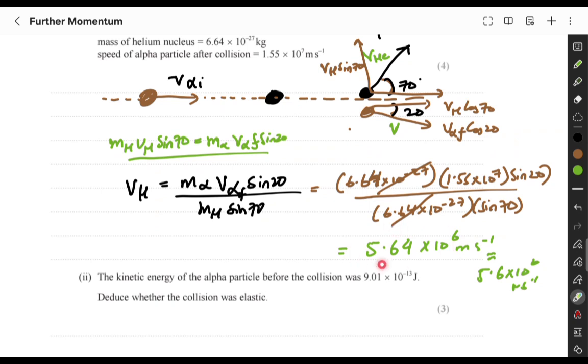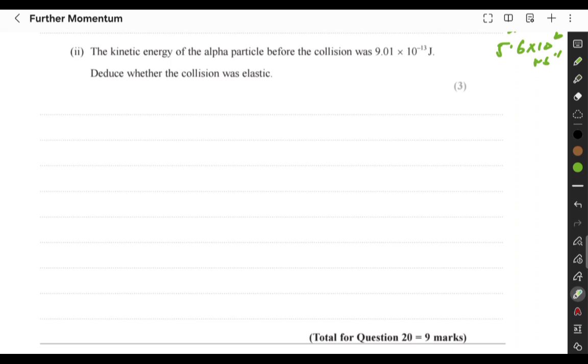So that's going to give me an answer of 5.64 times 10 to the power of 6 meters per second, which is approximately equal to 5.6 times 10 to the power of 6 meters per second. Now let's move on to the next part. Okay, so the next part is that the kinetic energy of the alpha particle before the collision was 9.01 times 10 to the power of minus 13 joules.